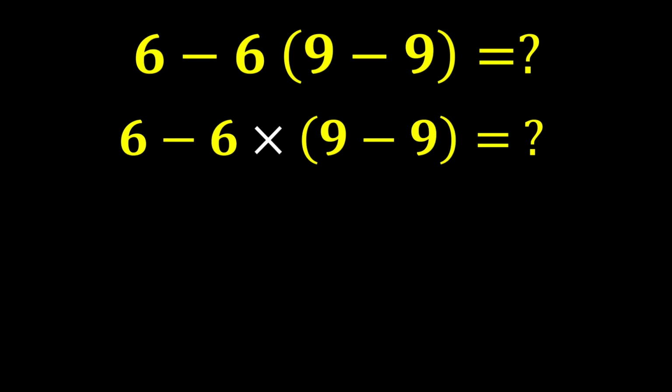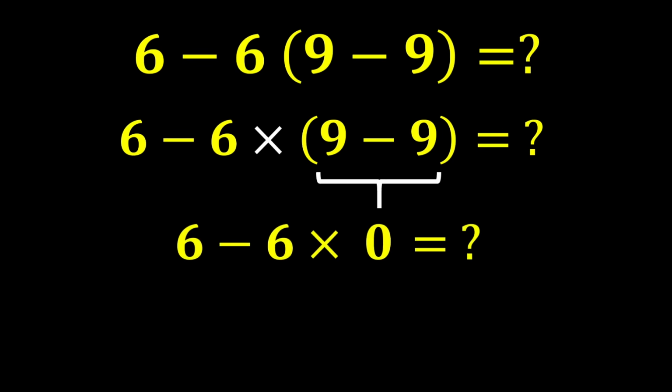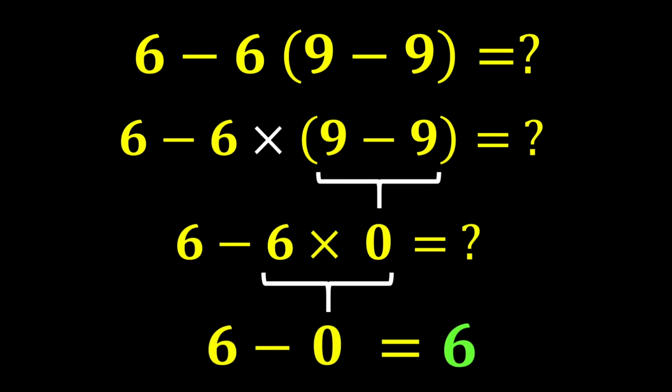According to PEMDAS, in this expression, we must first calculate the parentheses. 9 minus 9 equals 0, and the expression becomes 6 minus 6, multiplied by 0. Now, in this expression, there is one subtraction and one multiplication. According to PEMDAS, multiplication has a higher priority than subtraction, so we perform the multiplication first, and then we do the subtraction. 6 multiplied by 0 equals 0, and finally, 6 minus 0 equals 6, which is our correct final answer.